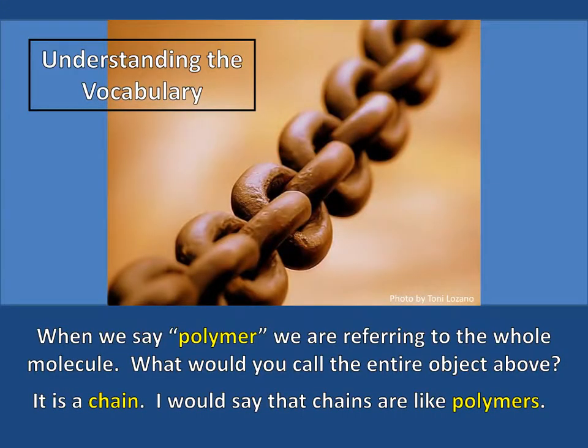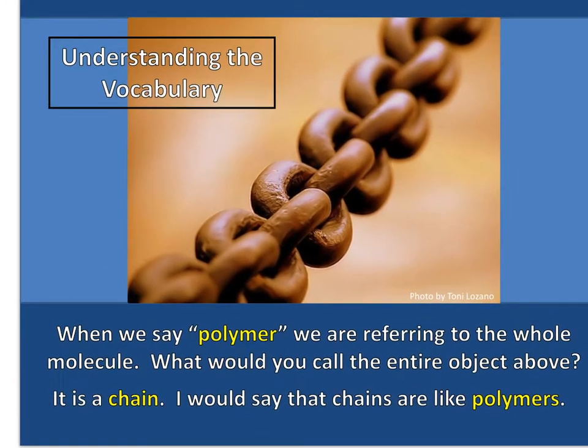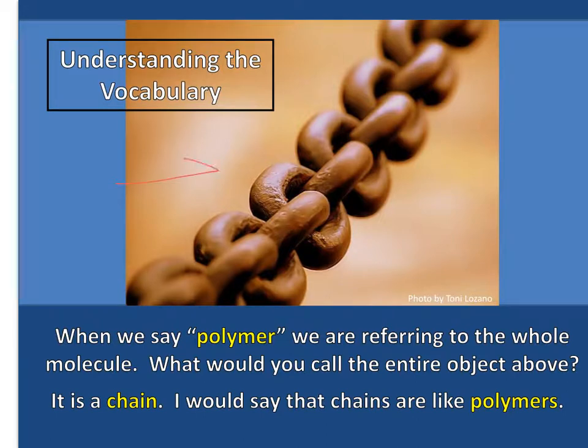When we say polymer, we are referring to the whole molecule. What would you call this entire object above? What do we call this object above? Hopefully you said it's a chain. Chains are like polymers. Chains are built of smaller, repeating, identical units. So if you look at this chain, you have a unit here, you have a unit here, you have a unit here, and so on and so on.